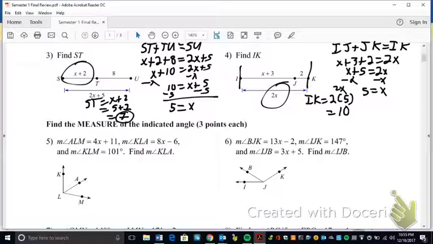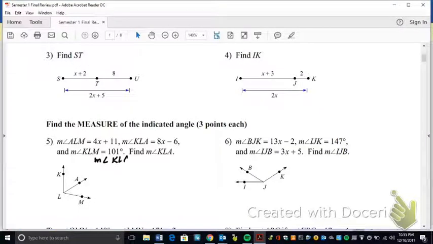So we have 3 angles here. We have KLA, ALM, and KLM. Okay? Now we should know that the measure of KLA plus the measure of ALM equals the measure of KLM. Okay? This is that yellow and blue make green problem.